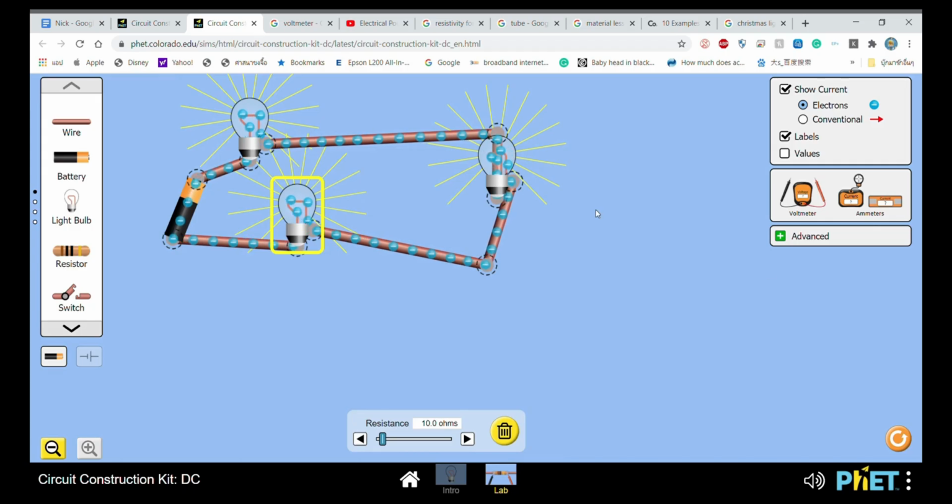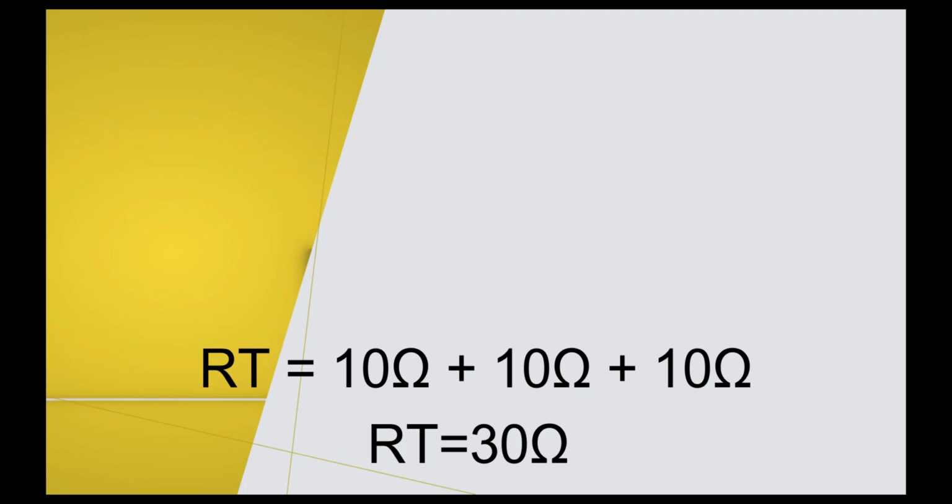Like this one, there are 3 resistors and every resistor has 10 ohms. You just do RT equals 10 ohms plus 10 ohms plus 10 ohms. You get RT equals 30, and the 30 is the answer.